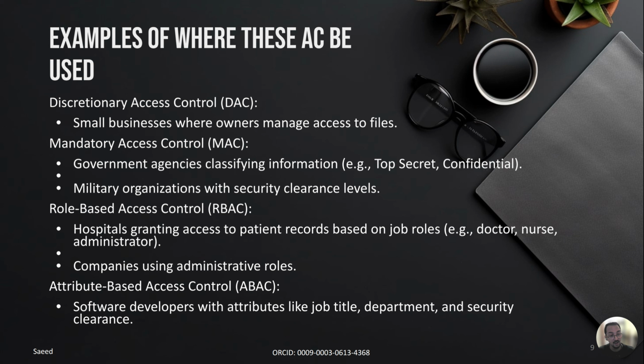Now, attribute-based access controls can be found on software. So HR will have access to, say, the payroll system, and someone on the retail end will have access to the retail software. Software developers with attributes like job title, department, and security clearance will have access to tools which they will use. So a software developer will have access to, say, Visual Studio Code, whereas someone whose job is to clean will not have that access. They'll have access to the rooms, which is the attribute of the job title.